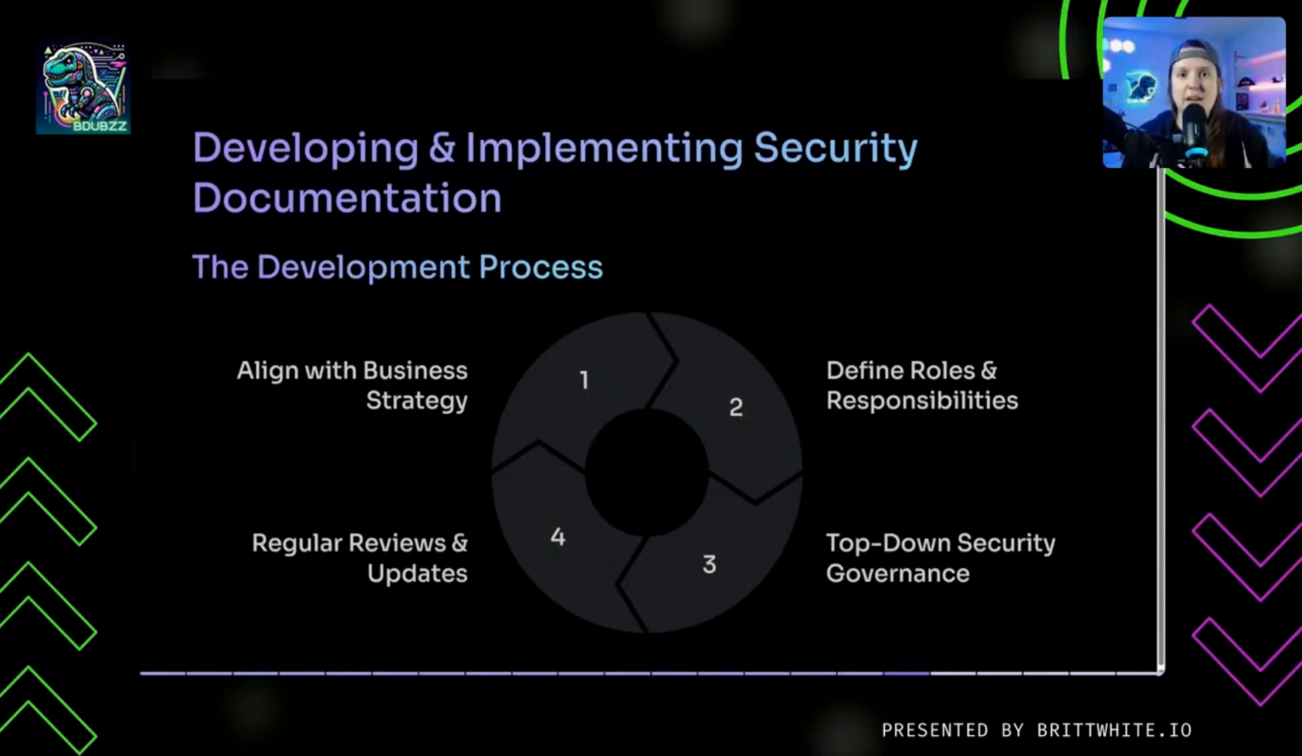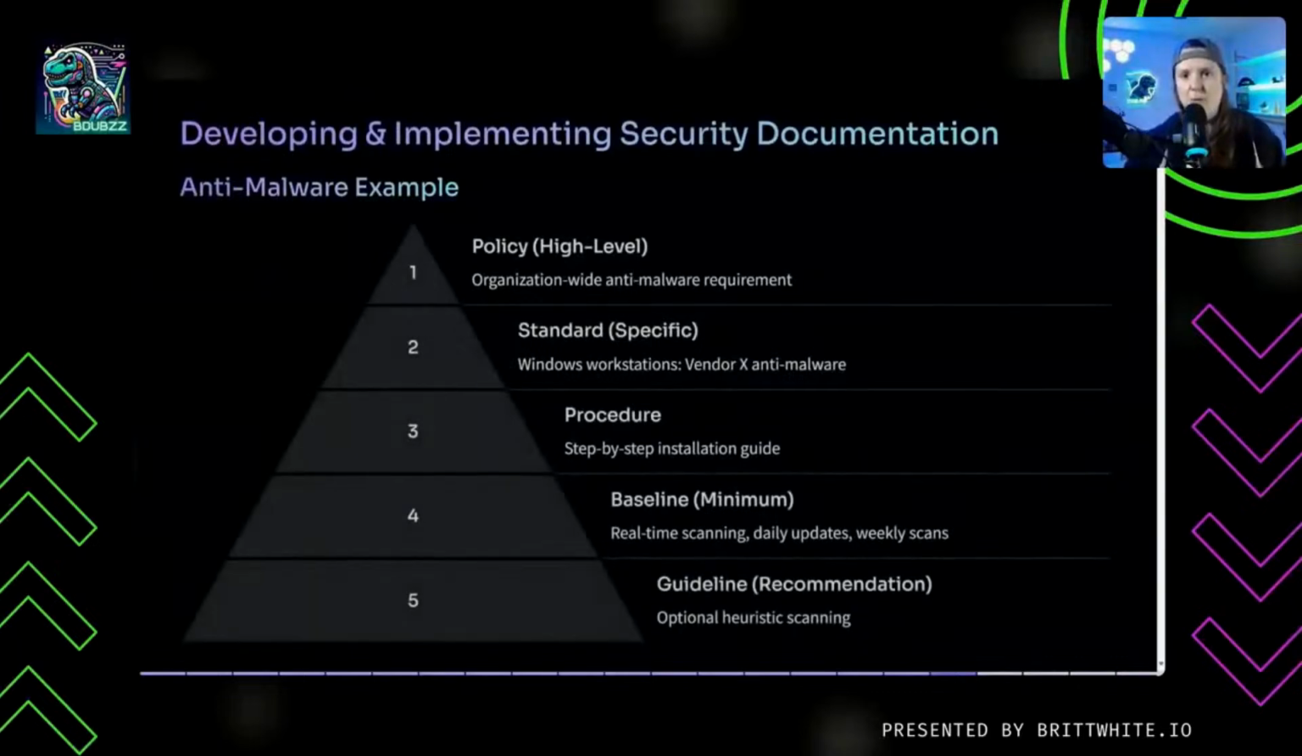So let's think about an anti-malware software policy example to tie it all together. The policy is that the organization mandates anti-malware to protect against malicious software. This is a high-level policy that the Security Governance Committee puts together. And then the standard, if it's a Windows workstation, they must all have Vendor X anti-malware. This sets the specific standard for all your Windows workstations across the organization to satisfy that high-level policy.